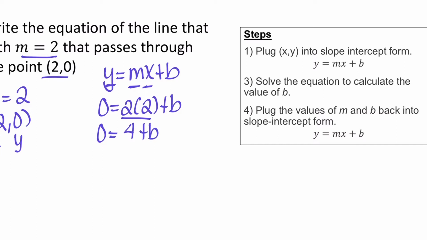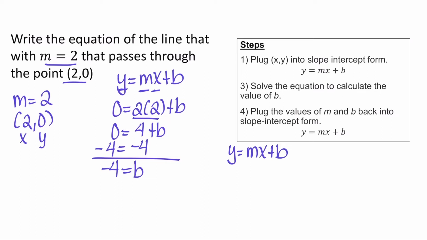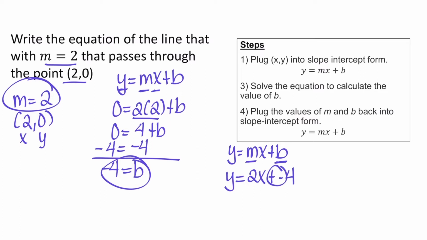Now to solve for b, we're going to do the opposite of plus 4. The opposite of plus 4 is minus 4, so I'm going to subtract 4 from both sides, and I get negative 4 equals b. Now I need to write my equation in y equals mx plus b form. I need a value of m and a value of b to plug into my equation. I have both, so I can write y equals 2x plus negative 4. We don't want to put that double sign there, so we write this as y equals 2x minus 4. And that is the equation of the line.